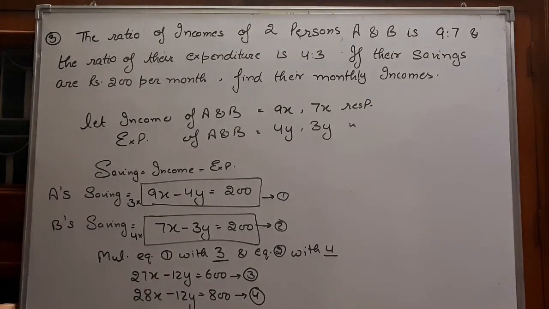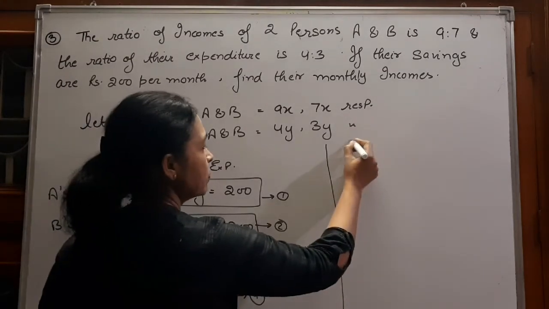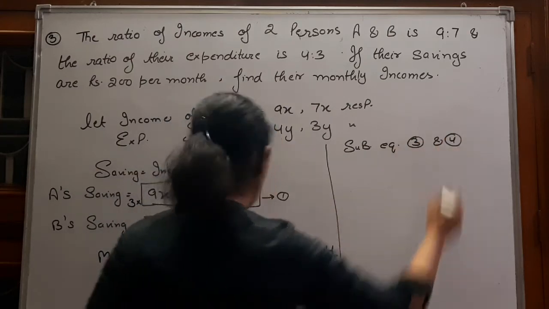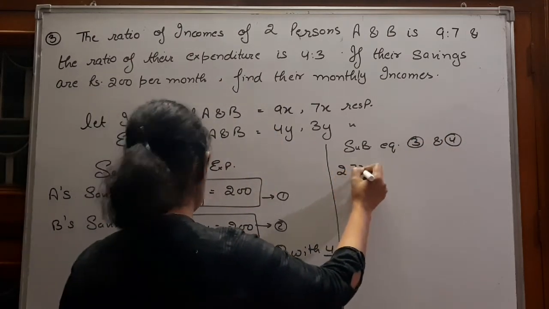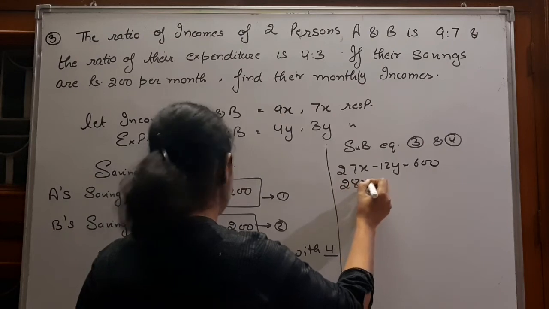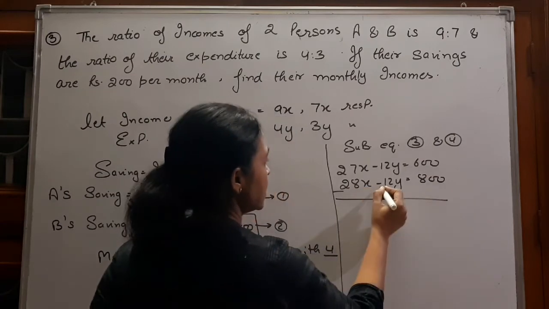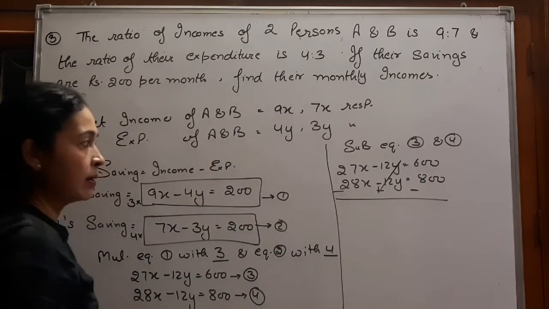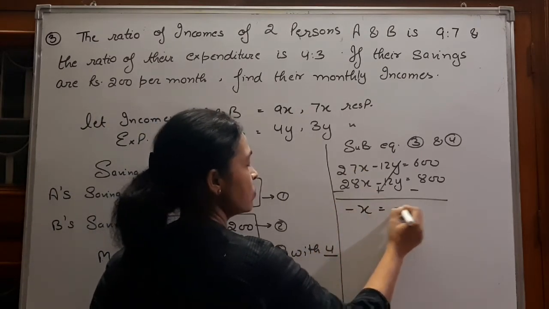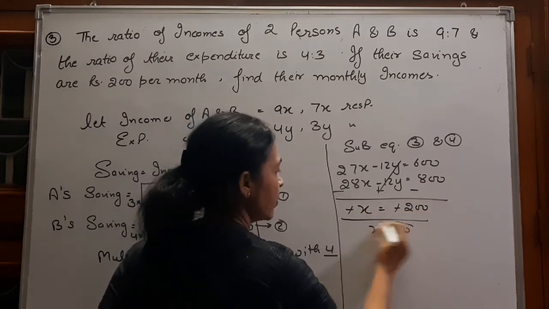Now the coefficients of y are the same. We will subtract both equations. Subtract equation 3 and 4. Equation 3 is 27x minus 12y equals 600 and equation 4 is 28x minus 12y equals 800. Sign change. y cancels. 27x minus 28x is minus x equals minus 200. Minus minus cancel. The value of x is 200.